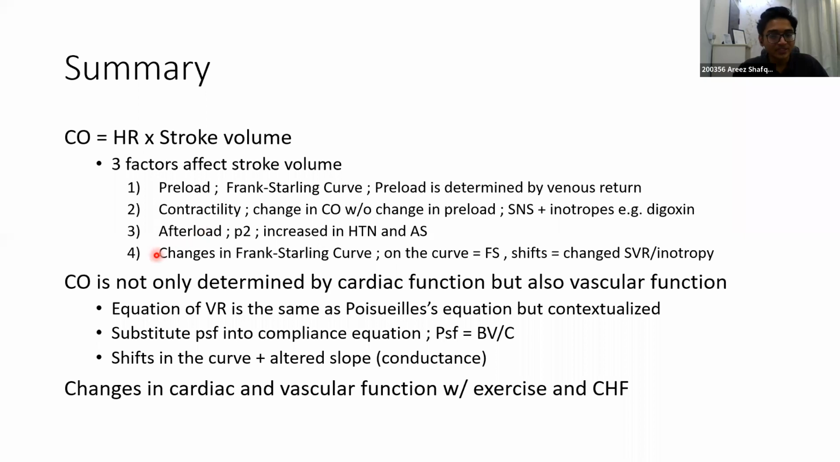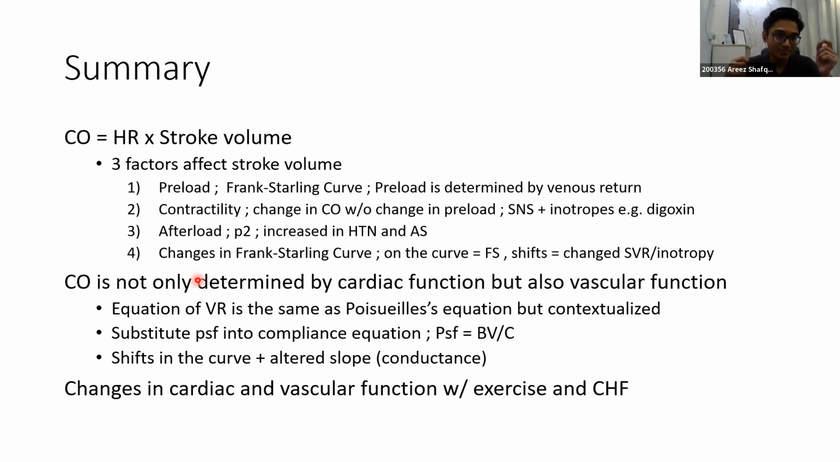Okay. Changes in the Frank-Starling curve: as we're on the curve, we're following Frank-Starling. If we move up the curve, we increase contractility or decrease afterload. If we move down the curve, we decrease contractility or increase afterload. Then that was for cardiac function. Then I told you that cardiac output is regulated by both cardiac function and venous function. So then we contextualized the equation Q equals delta P over R to the venous system. And we came up with an equation of venous return.